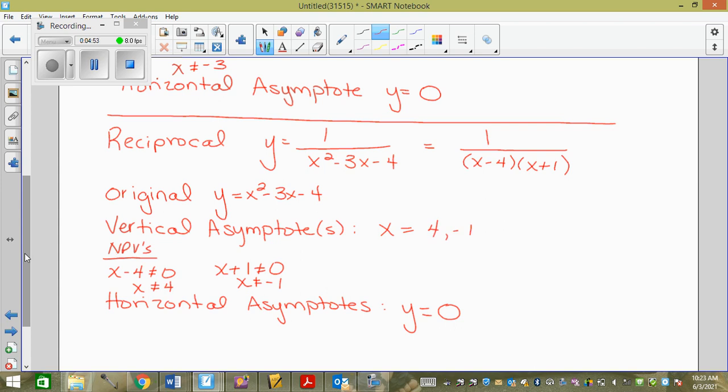So I can have more vertical asymptotes than horizontal. But if I have a vertical, I have to have a horizontal. You can't have one or the other. You have to have both. You can have more, but you can't have neither.